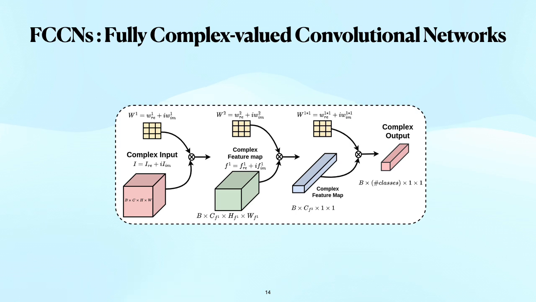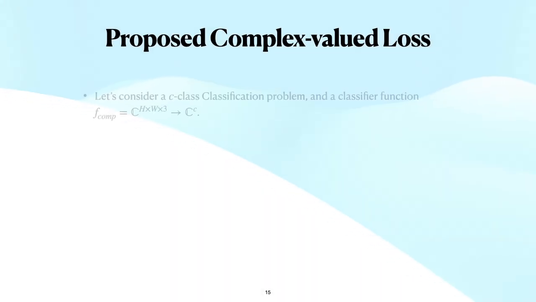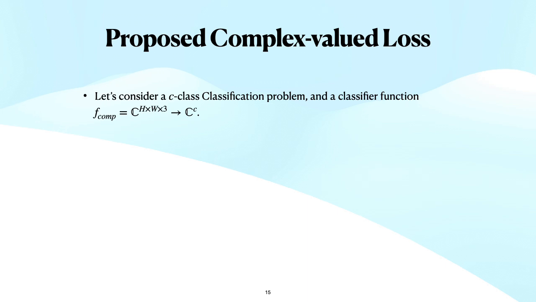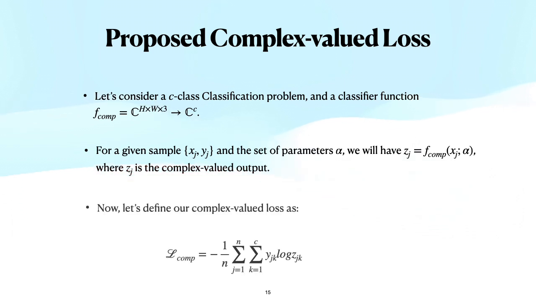Now we can obtain a complex valued output at the end, but we have another problem. That is, we don't have a loss function to handle complex output. Let's try to define a complex loss function. Considering a function fcomp that takes complex input and gives complex output, we can obtain a complex output z from input sample x. Let's put our complex output z in cross entropy loss.